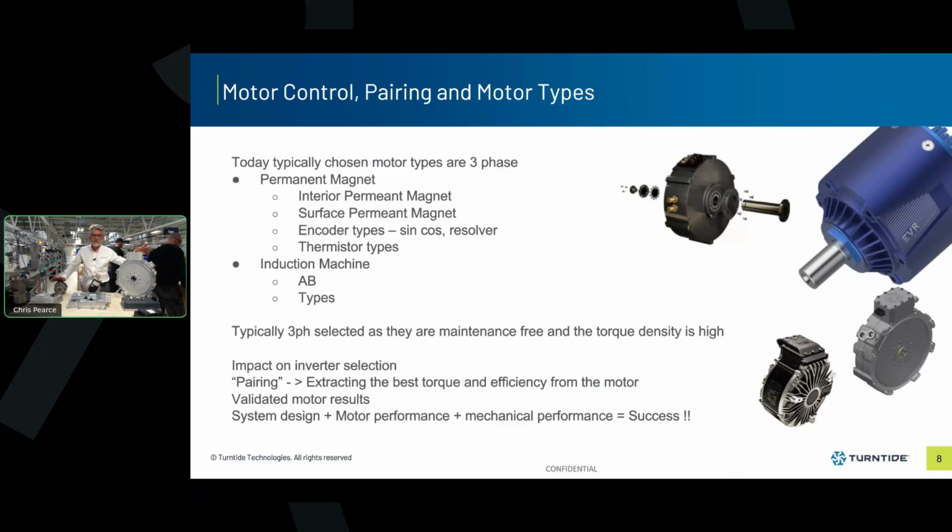Induction machines are still around, still quite popular in the market because of their robustness and cost effectiveness. They're much larger and typically use AB encoders. So the integration of the motor, the DC link selection, a good pairing, and the inverter selection is going to dictate a lot of the success of the end application.